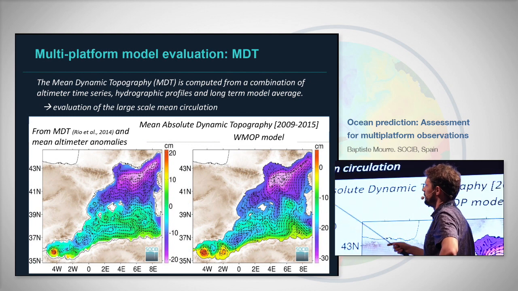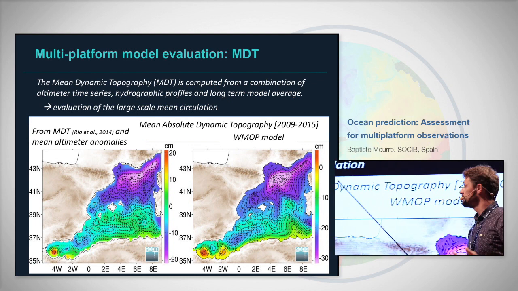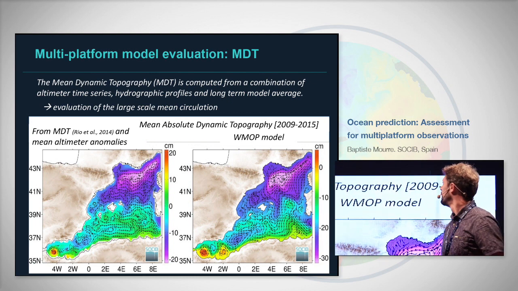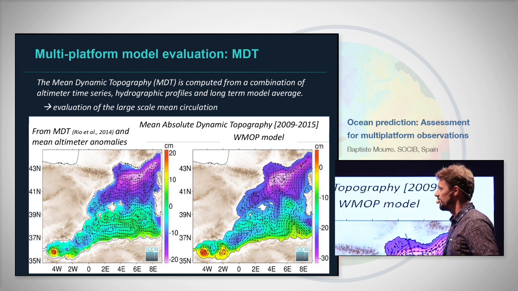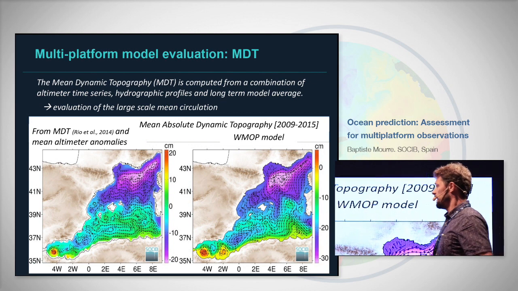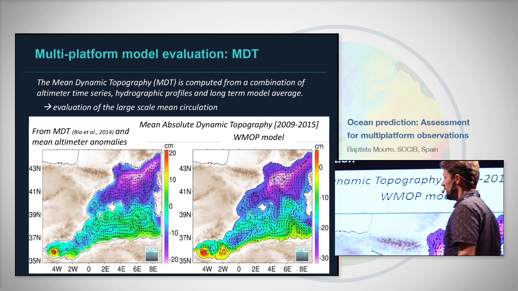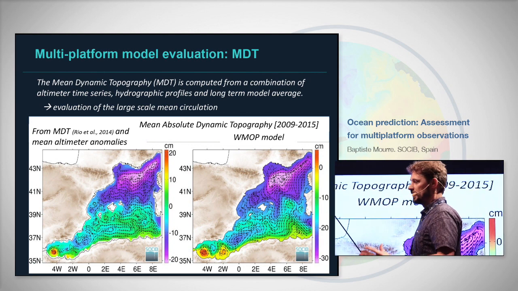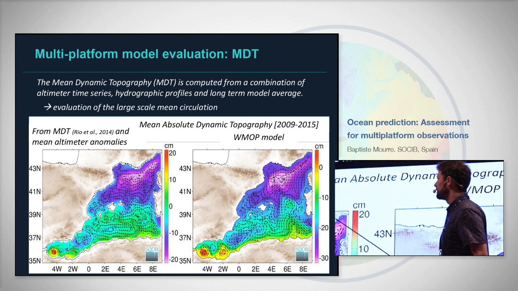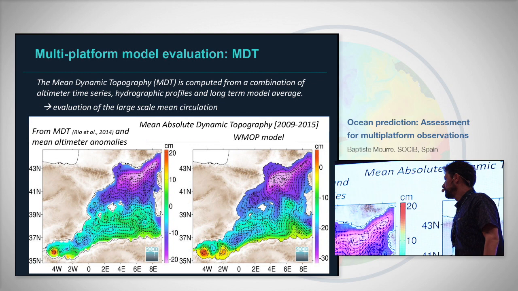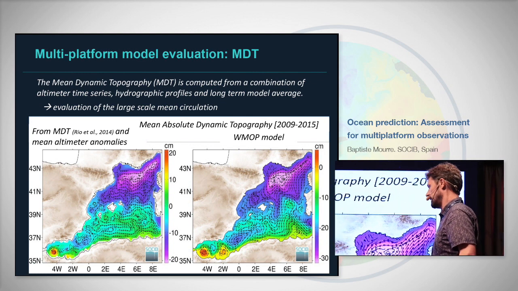So you use the mean dynamic topography. In that case, in the Mediterranean, this is computed from the time series of sea level altimetry, but not only. It also uses hydrographic profiles and a long-term model average in this case. But it is a product that allows you to evaluate the large-scale mean circulation. And you can then correct from the MDT, which is a reference for a given period, with the right mean or the right period to get something comparable with your model period. And this is the comparison we have here.